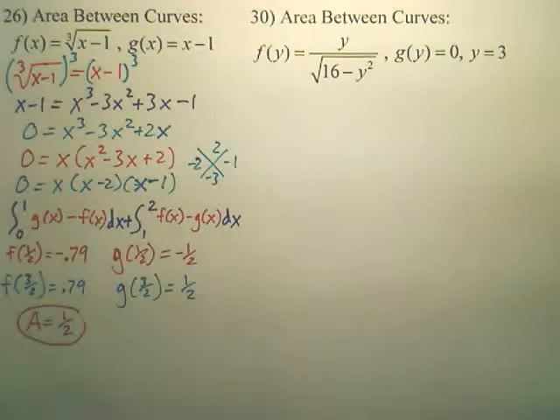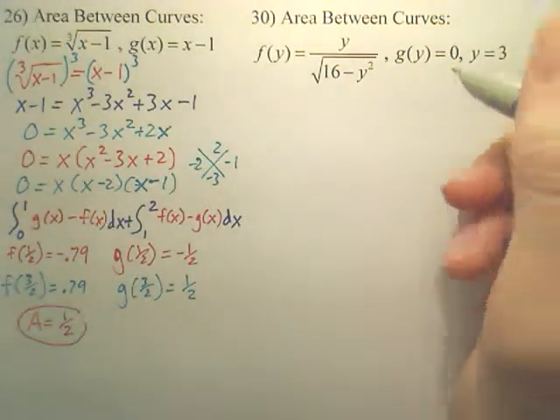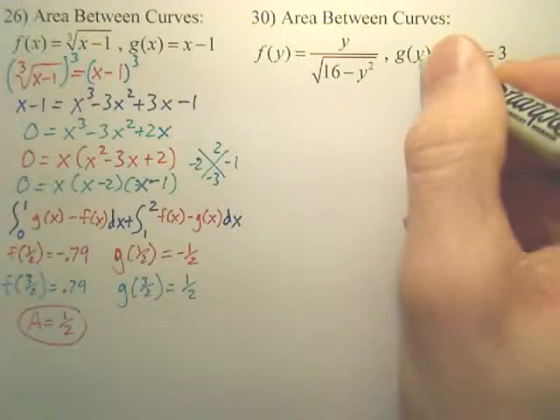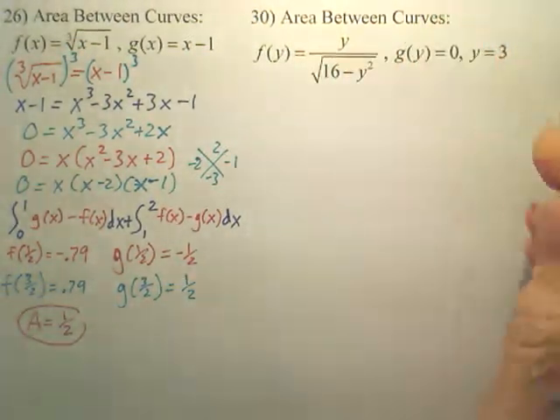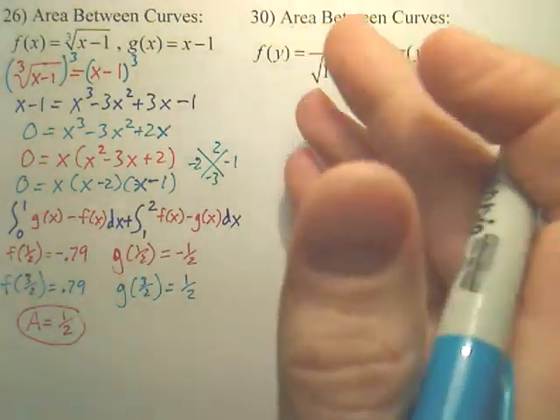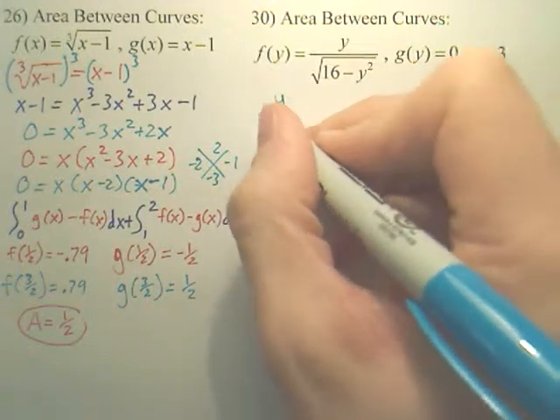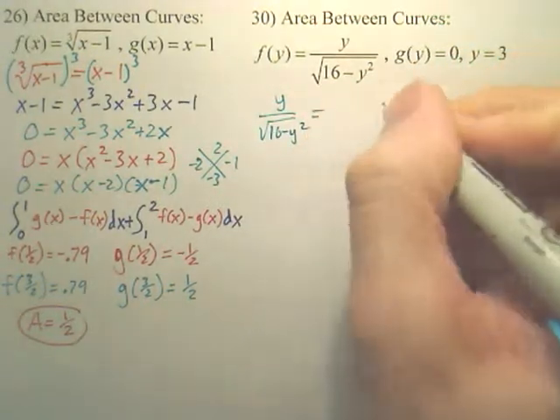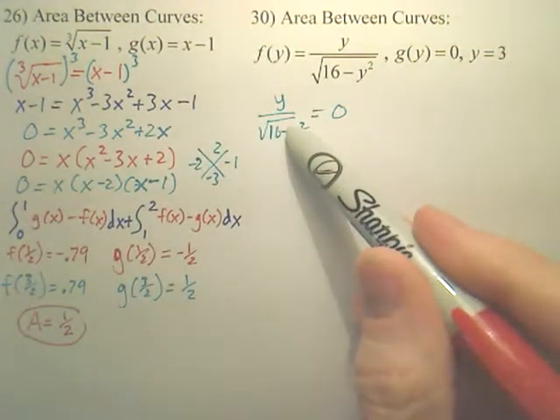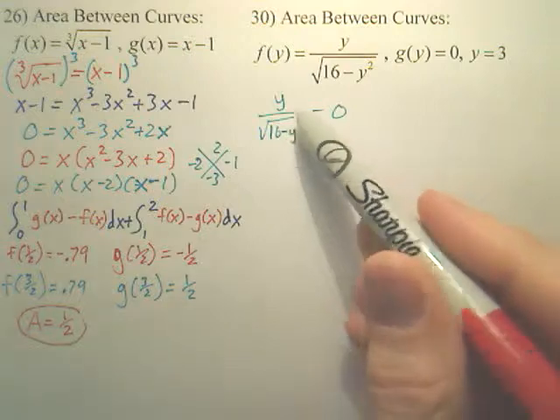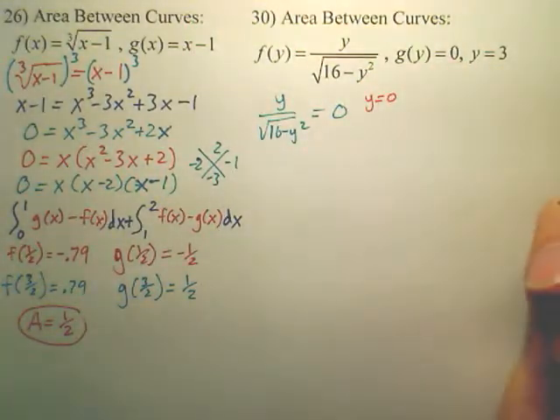Now, for number 30, if I want to find the area between these two curves, the first step is to find out where f and g hit. The one difference about this one is that because of y, we're taking our integral against the y-axis. So when we set y over the square root of 16 minus y squared equal to 0, we set these two equal. Do we care about the bottom? No. We're setting it equal to 0, it's near the top, so that would be at y equals 0.